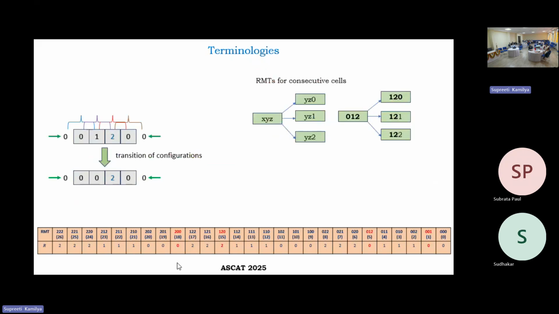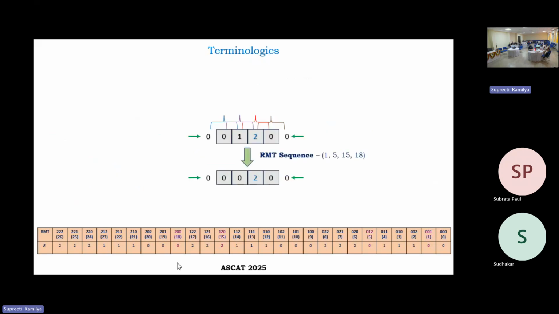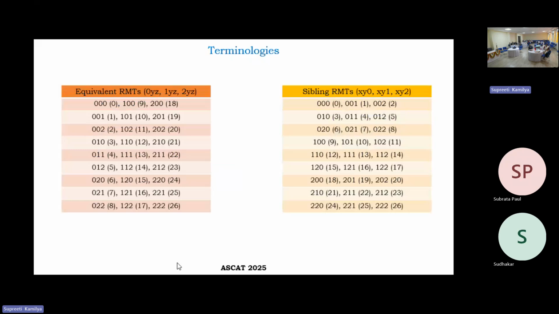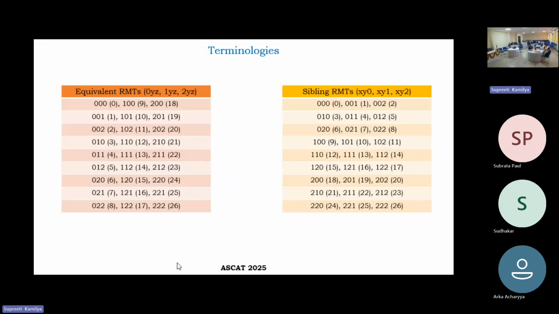This is the way we move from one configuration to another configuration with the help of RMTs, and we call it a sequence of RMTs. Next, two concepts are useful for our work: equivalent RMTs and sibling RMTs. If you look at any arbitrary row of equivalent RMTs, the leftmost value is different and all the others remain the same. In the case of sibling RMTs, just the rightmost values are different and all the others are the same.